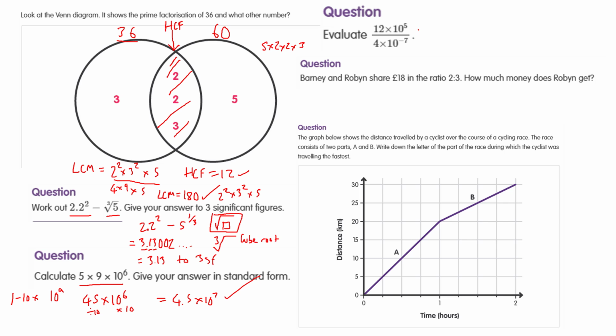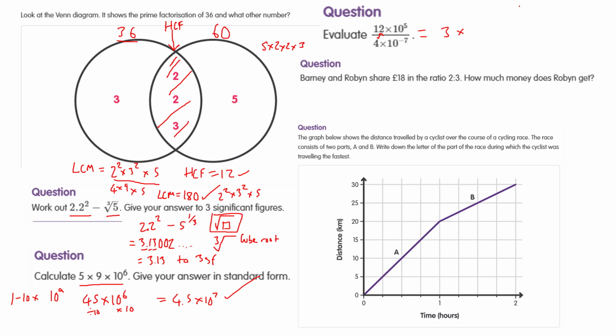Evaluate this. Or is this on your non-calc? I'm not sure. You could do all of this. No, this must have been on your calculator paper because of that question here. No one will expect you to cube root 5. So remember, that's 12 divided by 4. What's 12 divided by 4? We can do this. That is 3. This is nice because we don't need to mess about with that.